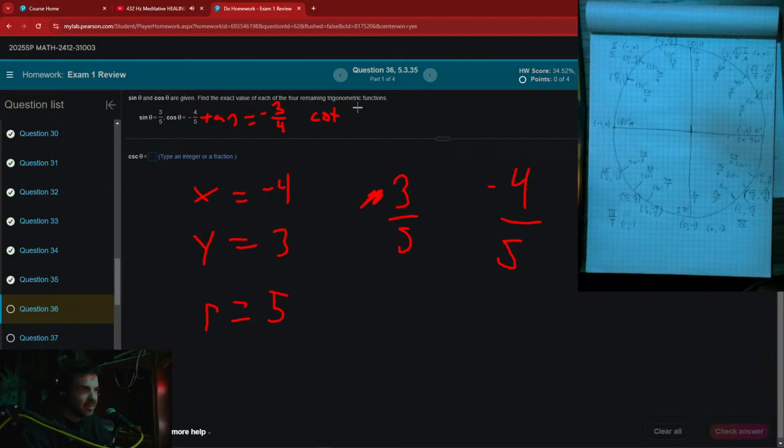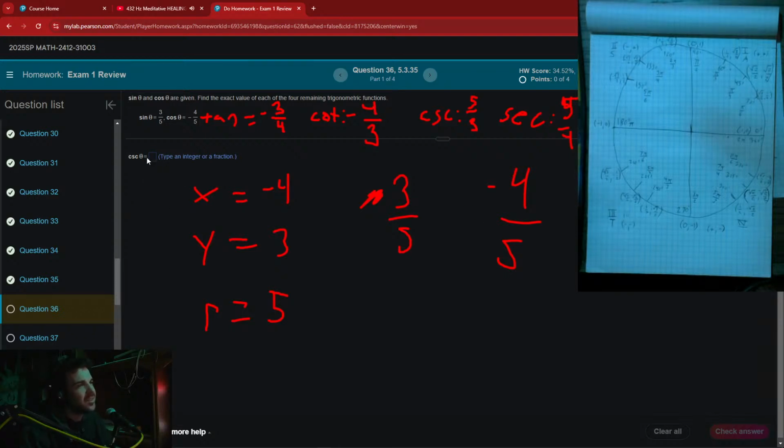Cotangent would be -4 over 3. And then cosecant, 5 over 3. And secant, 4 over 3. No. 5 over 4. Gorgeous. Like a glove. It's perfect.